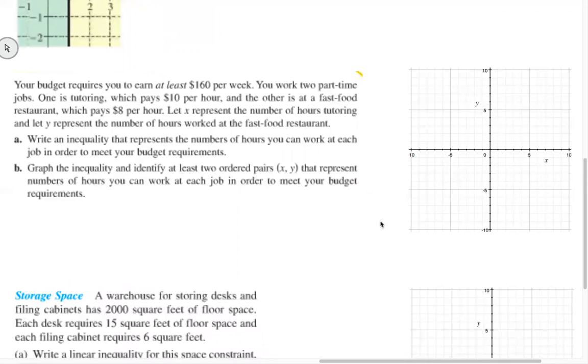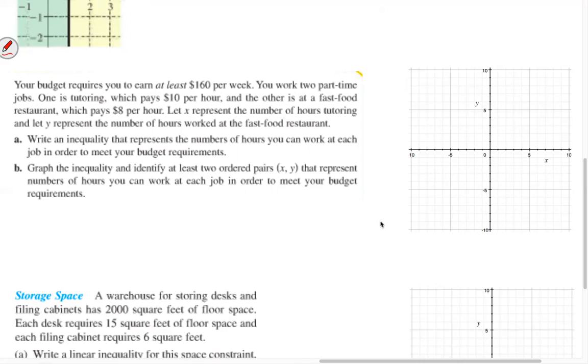You're killing me. All right, your budget requires you to earn at least $160 per week. You work 2 part-time jobs. One is tutoring, which pays $10 an hour. I would quit that job if somebody paid me $10 an hour to tutor. And the other is a fast food restaurant, which pays $8 an hour. I would also quit that and find something better, like working at Chick-fil-A. Let X represent the number of hours tutoring and let Y represent the number of hours worked at the fast food restaurant. Write an inequality that represents the number of hours you can work at each job in order to meet your budget.